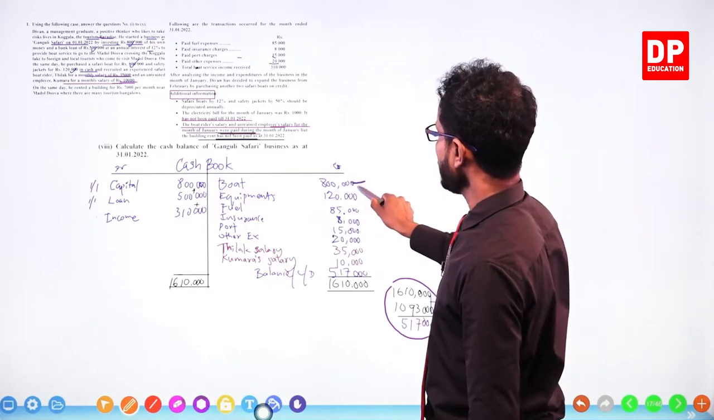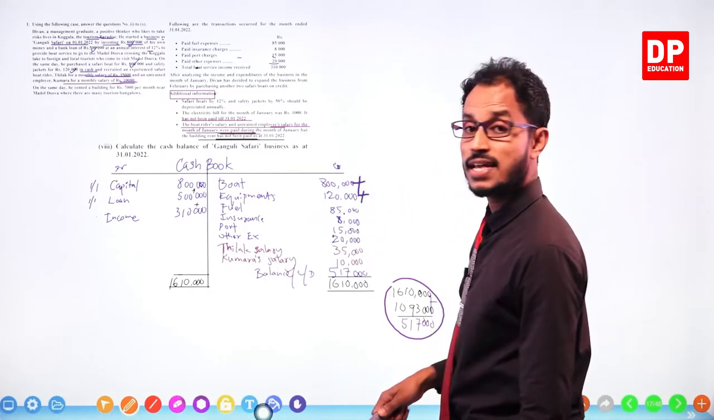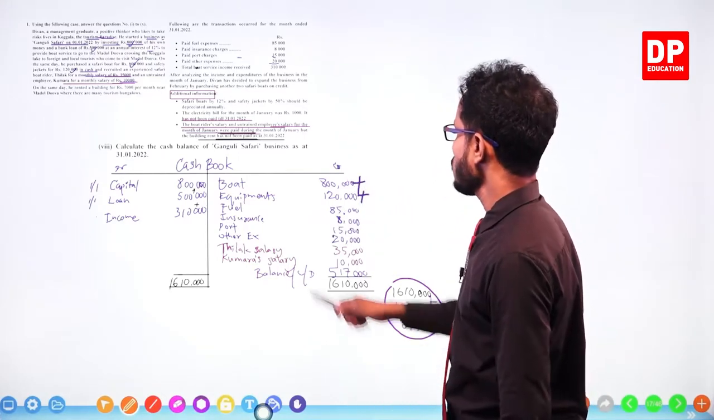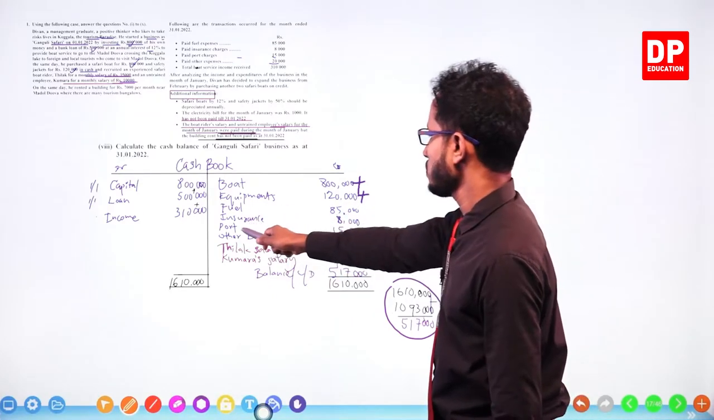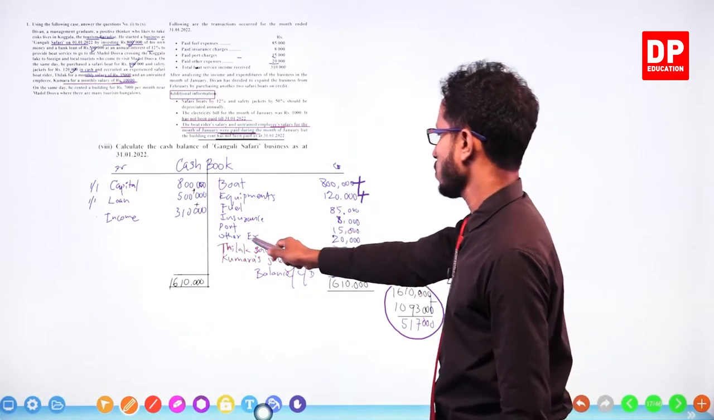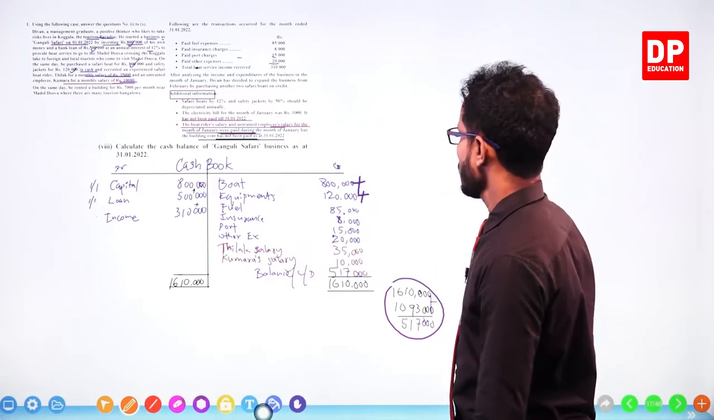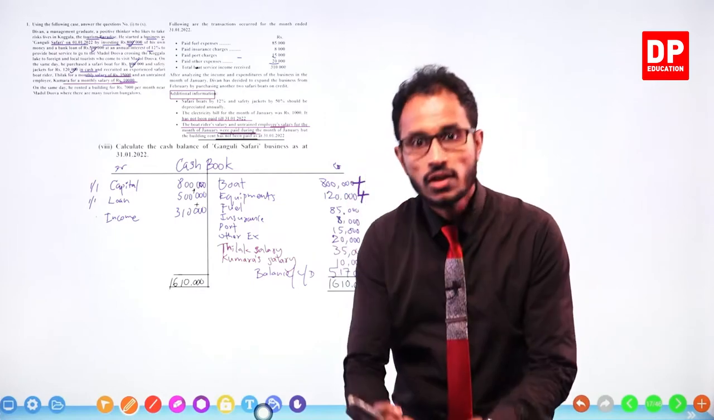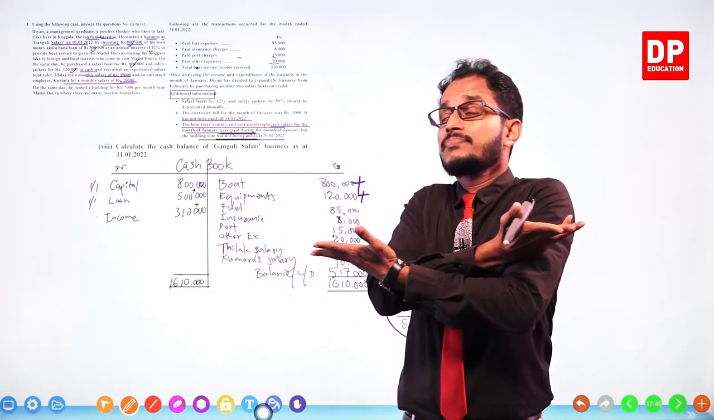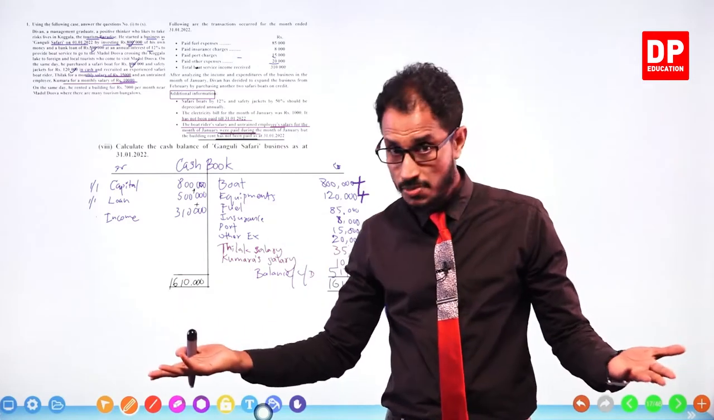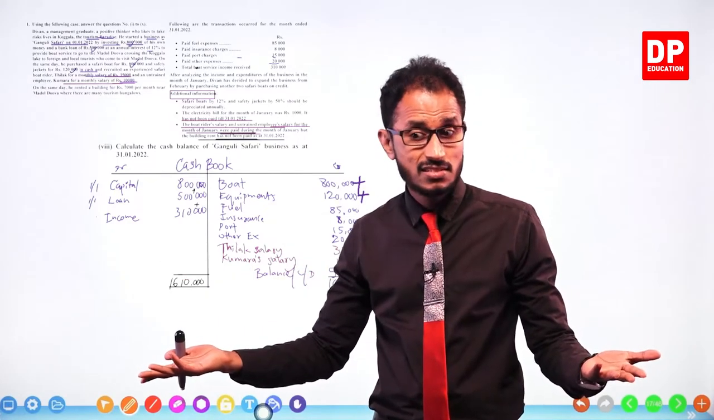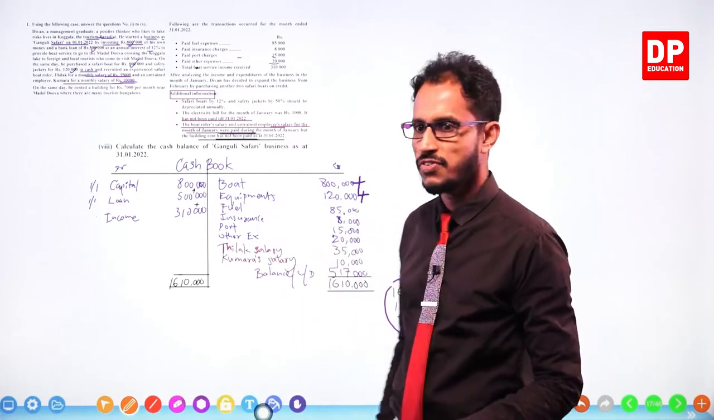Don't take these. These are assets. Fuel, insurance, port charges. Take all those things. Other expenses. If you want, you can take the total of them, because even though you prepare a statement, for the statement you are not going to get marks. For the answer, the net profit, you are going to get marks.